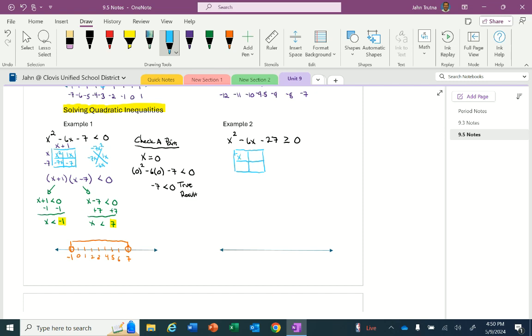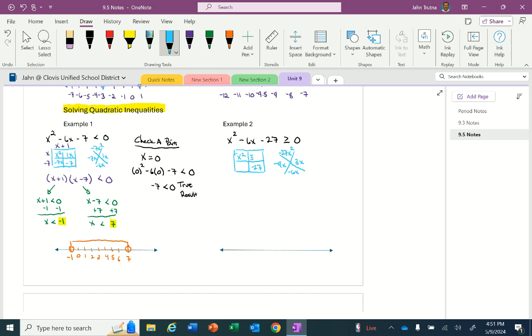I'm going to put the x squared in the top left. I'm going to put the -27 in the bottom right. I'm going to draw my diamond problem. I'm going to put the -6x at the bottom of the diamond and the -27x squared at the top of my diamond. I'm going to solve my diamond, which would be -9x and +3x.